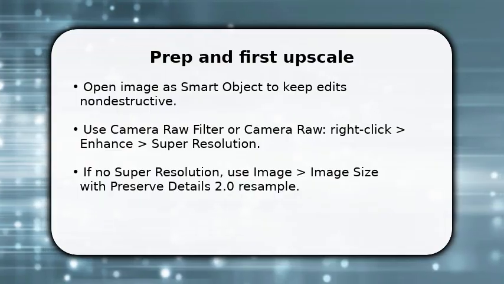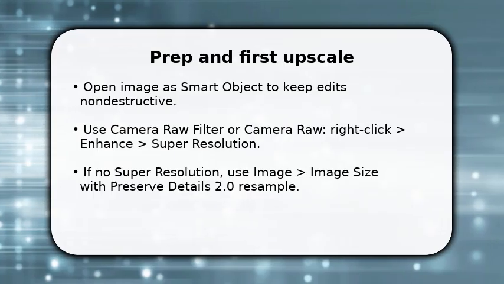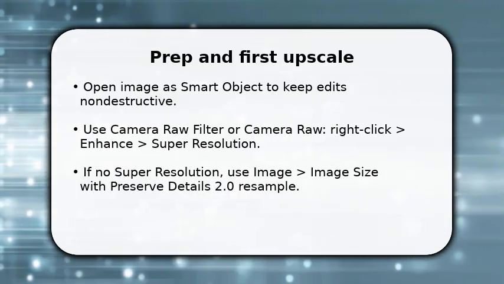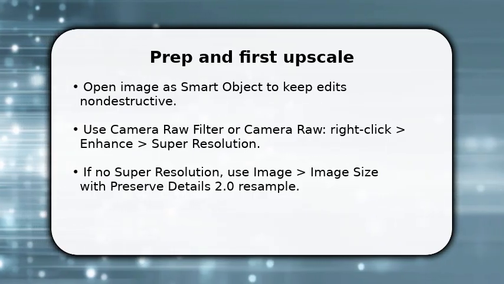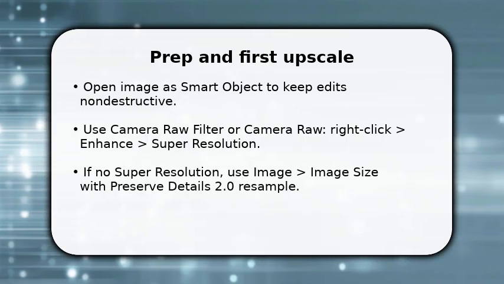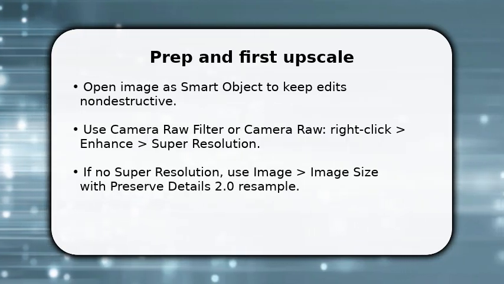You start by making the file safe. Convert the layer to a smart object so every step stays editable. Once done, open Camera Raw and choose Enhance Super Resolution to quadruple effective pixels. This often yields the cleanest base.